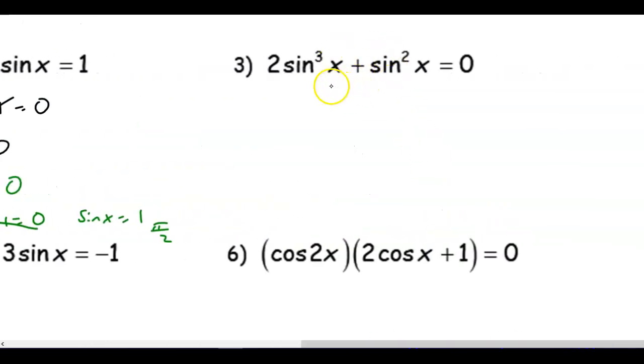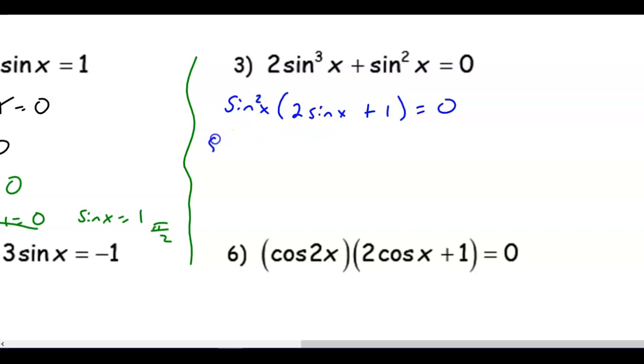For this one, again, let's factor out a sine. Let's use another color right here. We factor out a sine squared, actually, because the greatest common factor right here is sine squared. I'm left with 2 sine x plus 1 equals 0. So right here I have sine squared of x equals 0. You set your 2 factors. Sine x plus 1 equals 0.